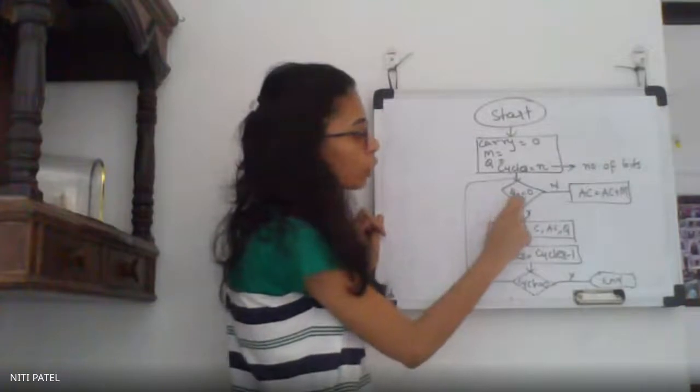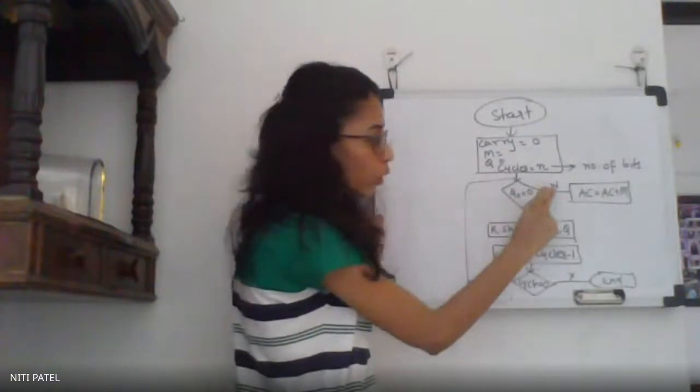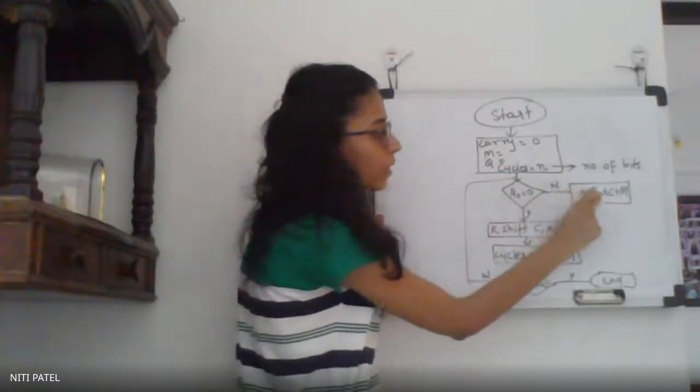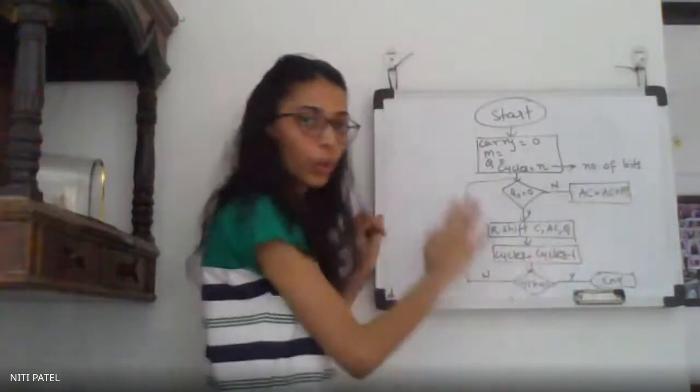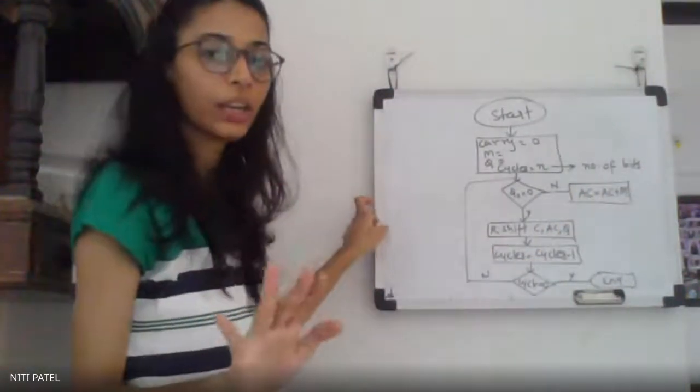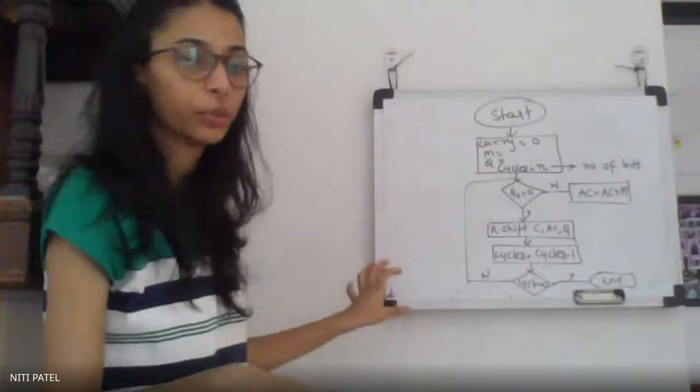And if your Q0 is equal to 0 is no, then you have to do AC is equal to AC plus M. What are these terms? I will tell you. Just wait. Draw first and then I'll explain to you.